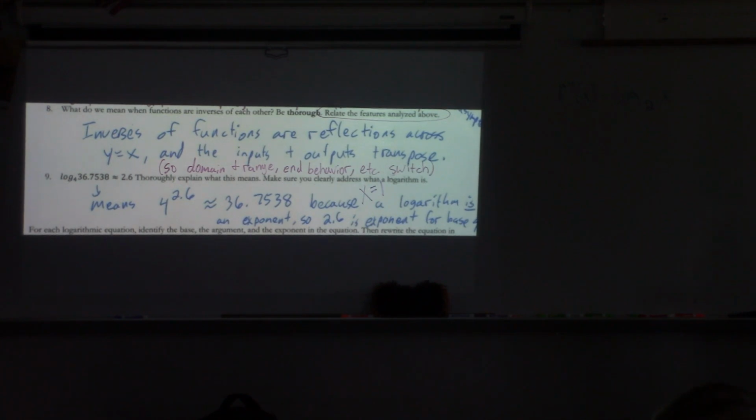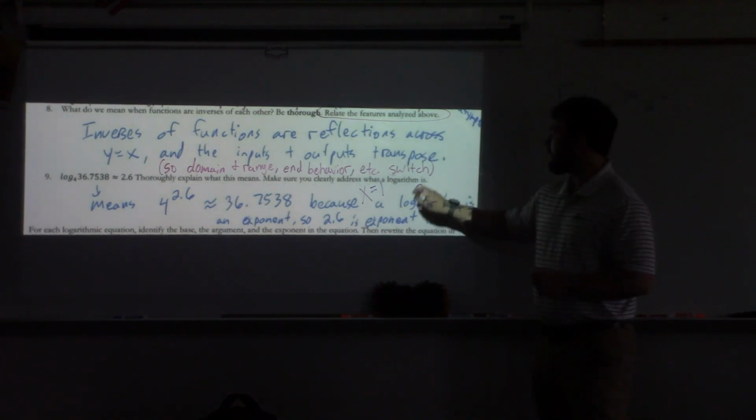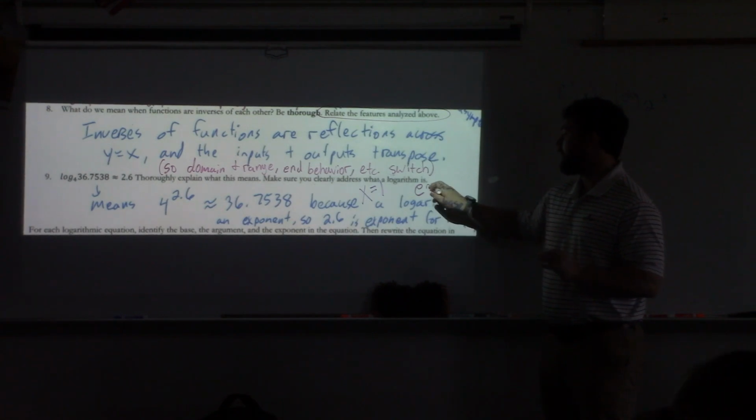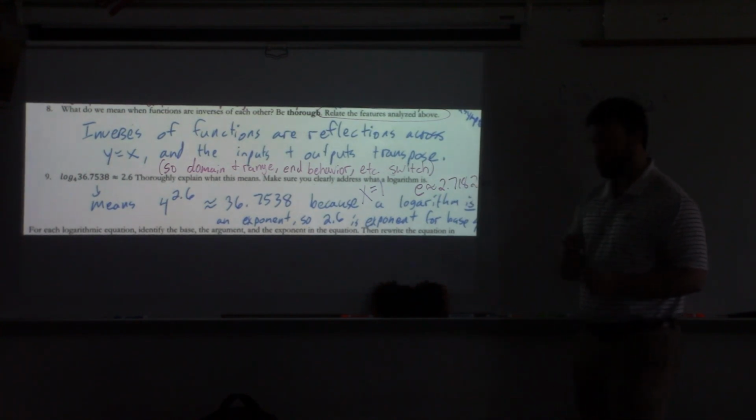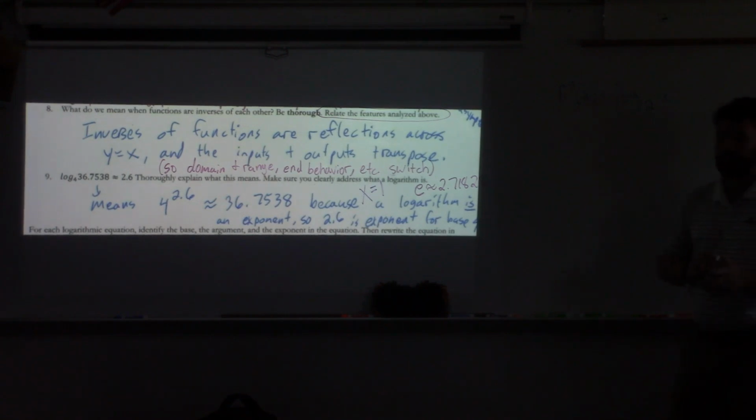Say it again. E? Well, e is not imaginary, it's an irrational number, and so it's approximately equal to, not exactly equal to, 2.718 and so on and so forth. Okay? So 2.6 is the exponent for base 4. I will go ahead and tell you, you've got to be able to explain to me what a logarithm is on the understanding check, or on the test.